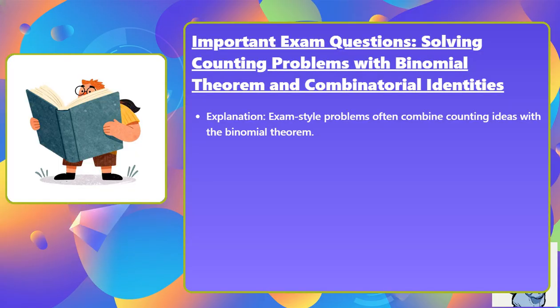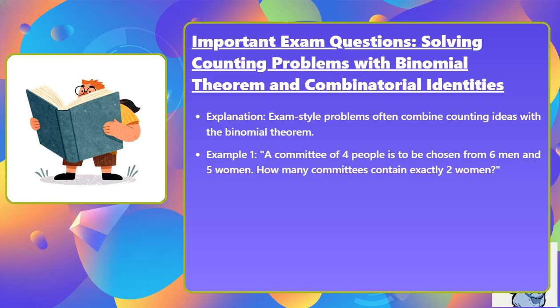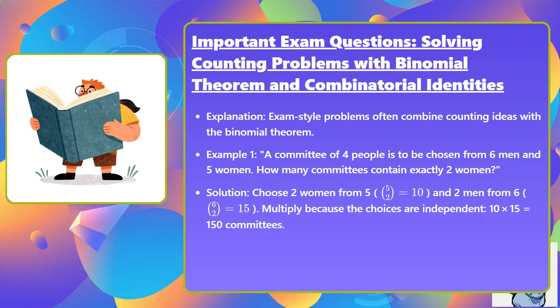Explanation: exam-style problems often combine counting ideas with the binomial theorem. Example 1: a committee of 4 people is to be chosen from 6 men and 5 women. How many committees contain exactly 2 women? Solution: choose 2 women from 5, 5 choose 2 equals 10, and 2 men from 6, 6 choose 2 equals 15. Multiply because the choices are independent. 10 times 15 equals 150 committees.